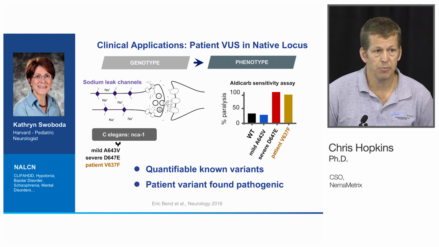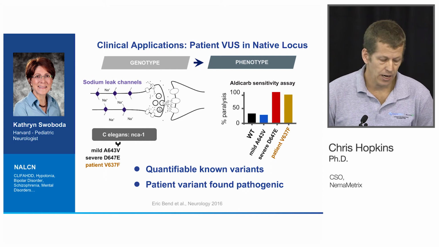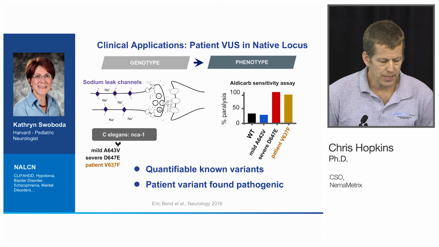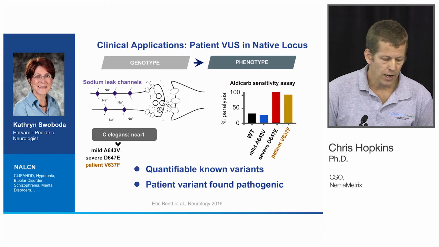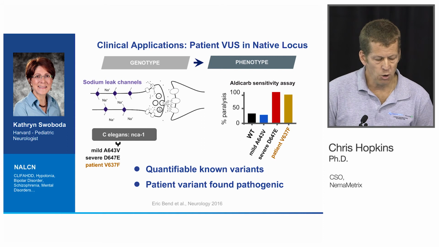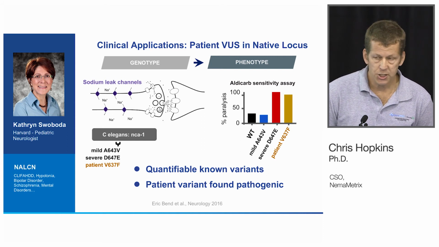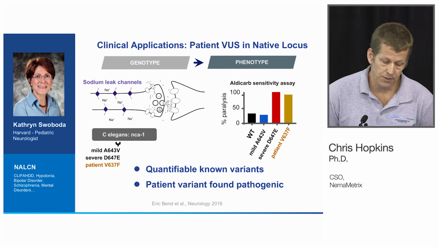Next, she wanted to look at a patient allele. She had a patient that had a defect in the nalcine gene, and so this models the nalcine gene, which is involved in hypotonia. The NAC1 gene is a homolog for the nalcine gene. And this patient had a mutation, but it was a variant of uncertain significance.